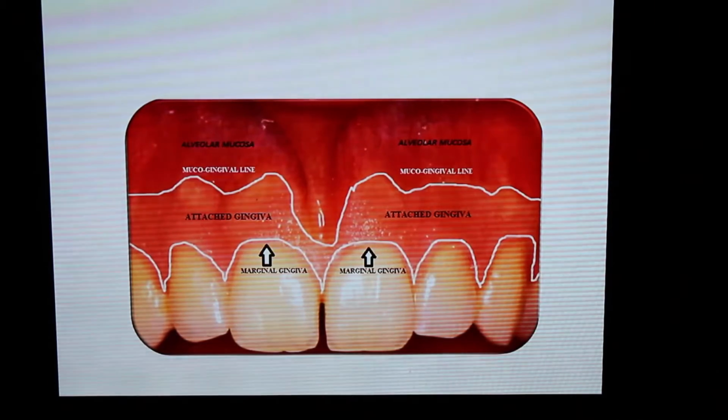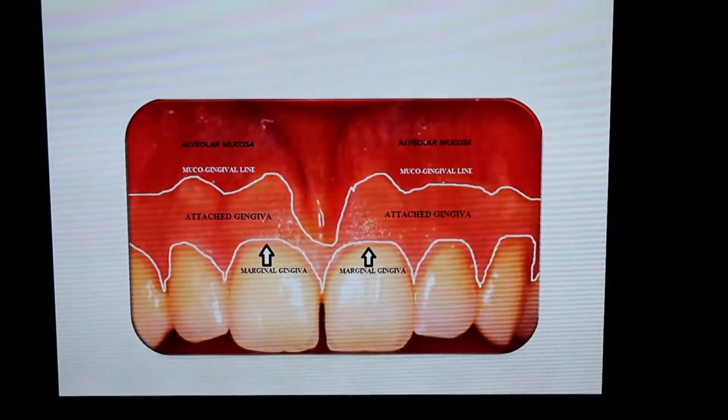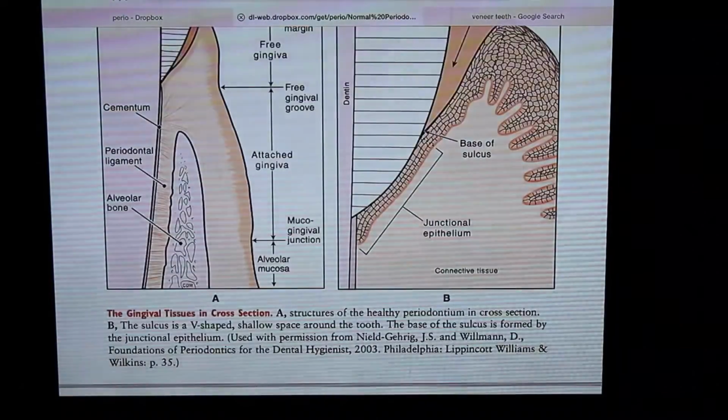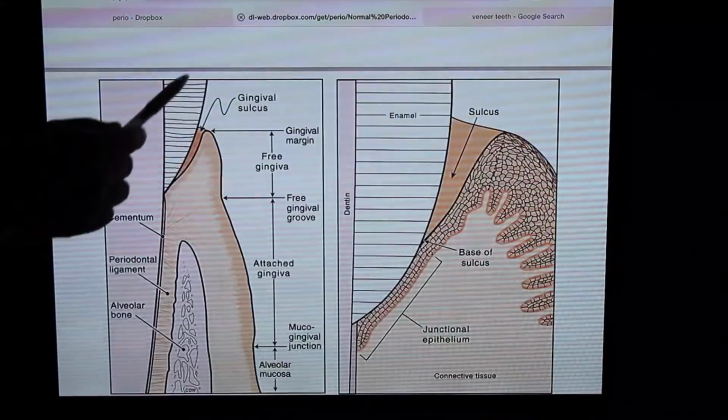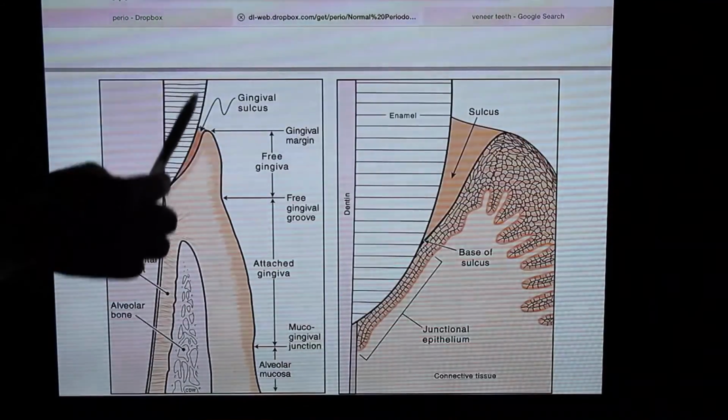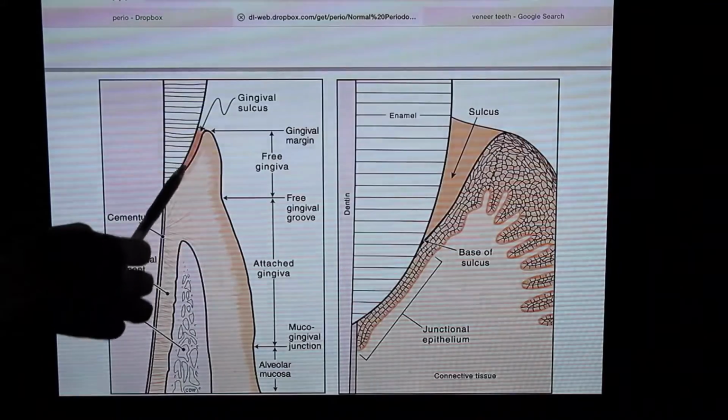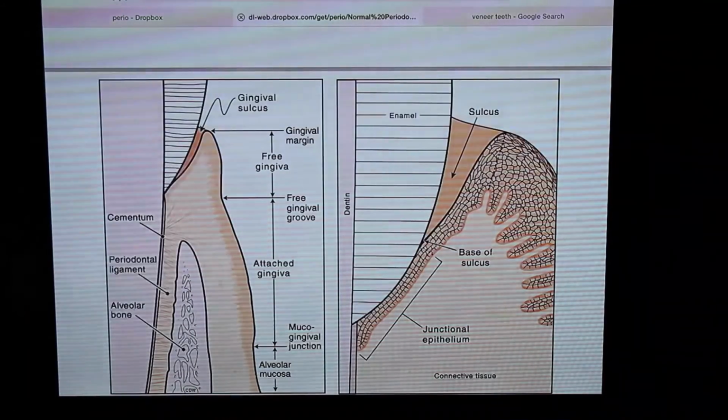So gingival sulcus is surrounded on one side by the gingiva and on the other side by the tooth surface. See, now you see gingival sulcus. It has two sides. One side is the tooth surface, the other side is gingiva, and it is the gingival sulcus. Normal gingival sulcus should not allow penetration of periodontal probe.